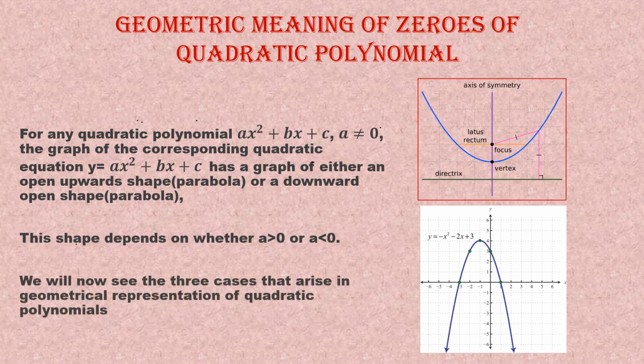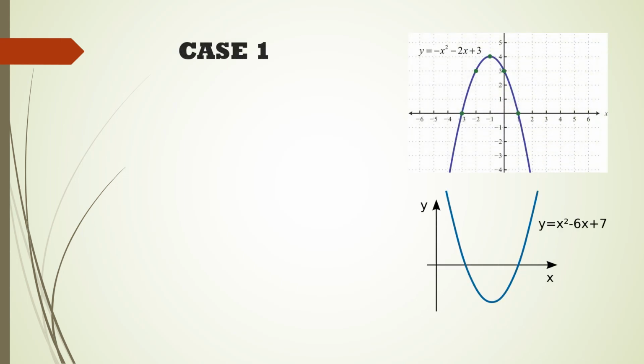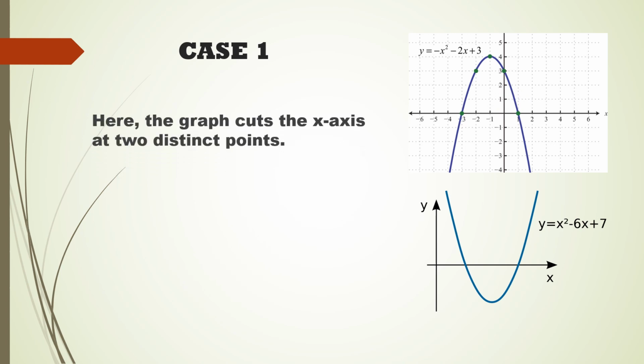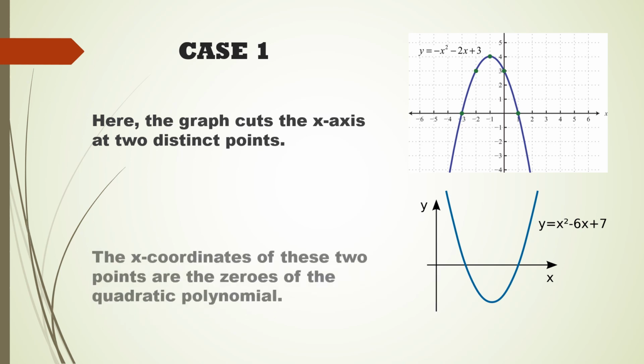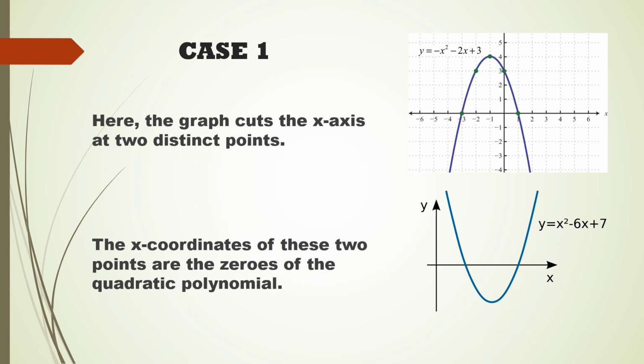Let us now explore the three cases that arise in the geometrical representation of quadratic polynomials. Case 1: the graph cuts the x-axis at two distinct points. The x-coordinates of the two points are the zeros of the quadratic polynomial. In both the graphs, you can see there are two points of intersection at the x-axis.